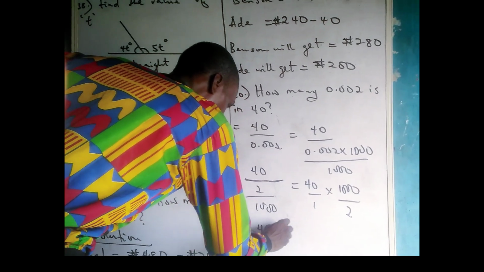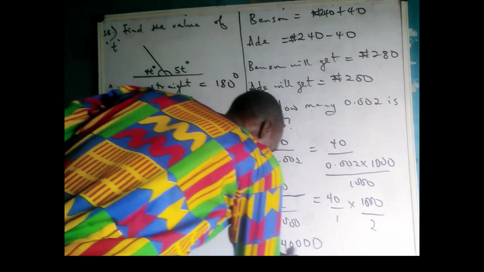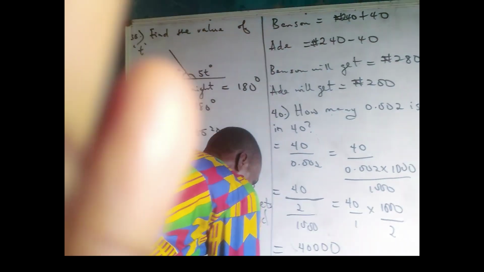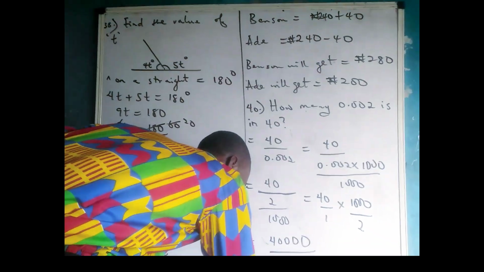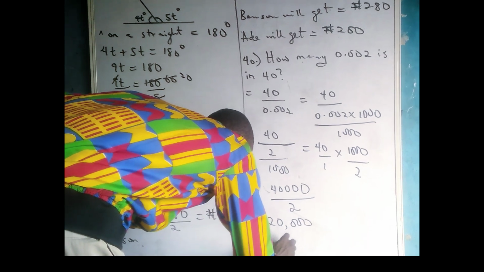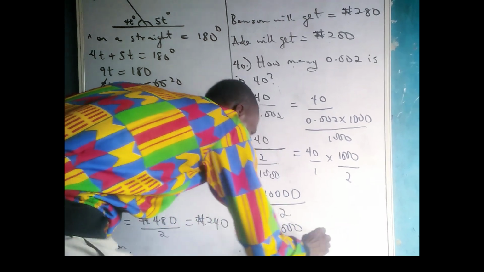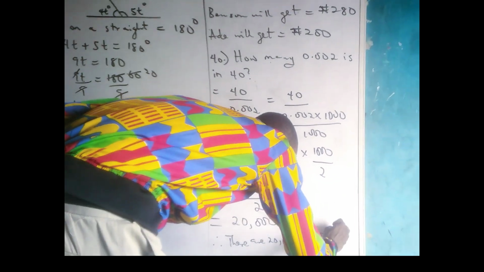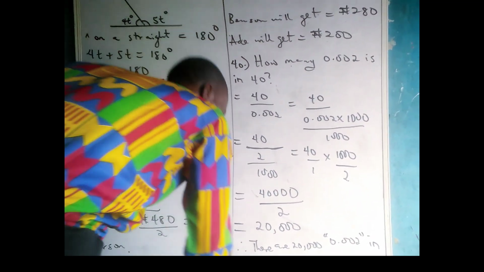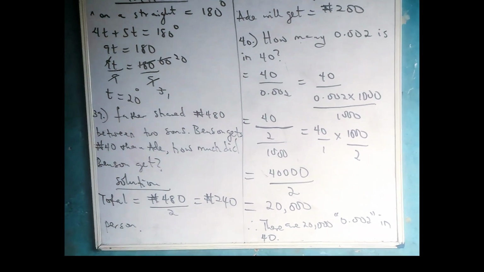Did that give us 40,000, right? Yes, sir. 40 times 1000, that will give us 40,000 divided by 2. That eventually gives us 20,000, right? Yes, sir. So therefore we could say that there are 20,000 0.002 in 40. That gives us the final answer.